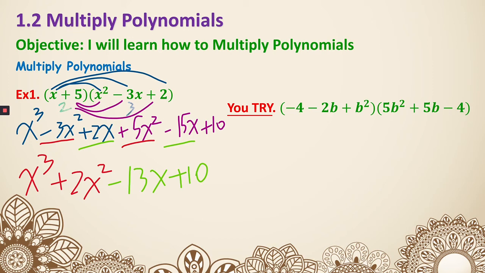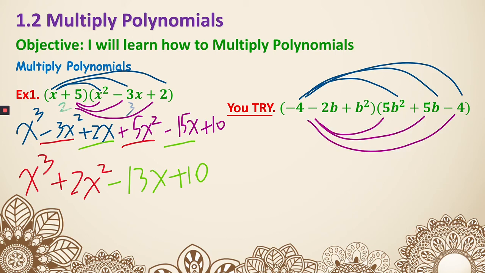So now let's start by drawing some lines. That's that. Now the second term. And now the third term. Okay, go one at a time. Negative 4 goes with everything from the second parenthesis, that's negative 20b squared. Then minus 20b, then plus 16.